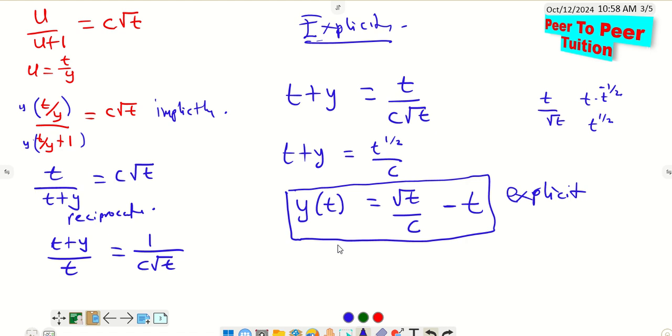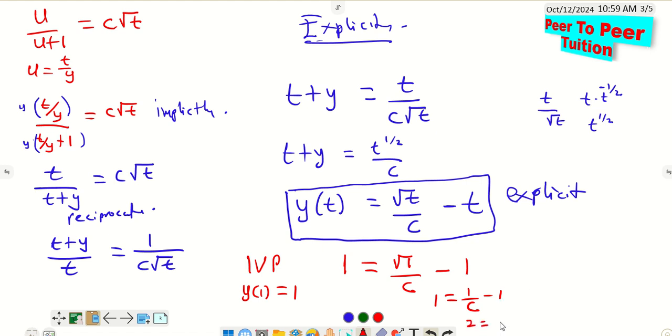Now the question contains an initial value. We were given an initial value problem, which is y(1) should be equal to 1. It means that wherever you see t, you put 1. So we are going to get 1 should be equal to root of 1 over c minus 1. And this will give me 1 should be equal to 1 over c minus 1. So I'm getting 2 should be equal to 1 over c, and I can see that c is equal to 1 over 2. So my arbitrary constant is 1 over 2.